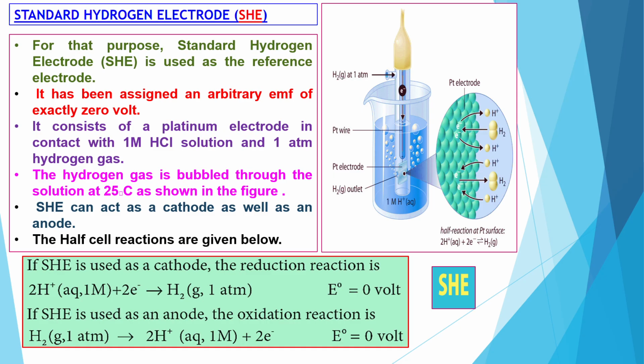So SHE can act as a cathode as well as an anode. The half cell reactions are given below. If we consider that SHE is the cathode, then the reaction should be written in the form of reduction, that is H plus plus electron gives H2. But if we want to consider that as the anode, then I have to write H2 minus electron becomes H plus. But in both cases, the standard EMF of this hydrogen electrode would be 0.